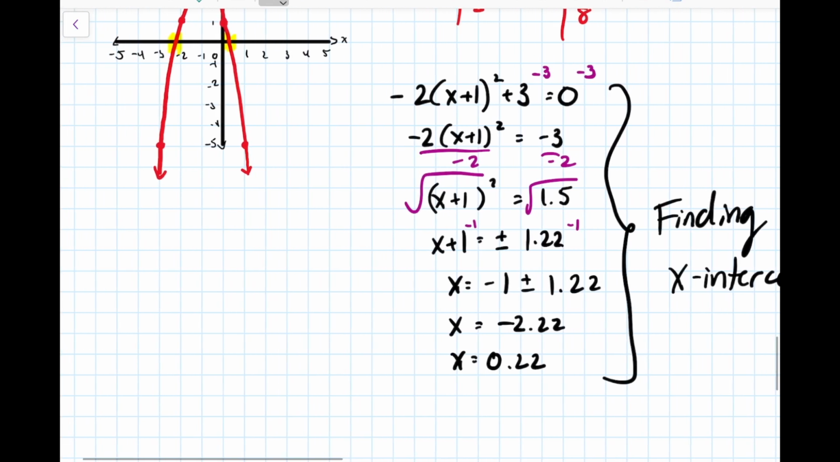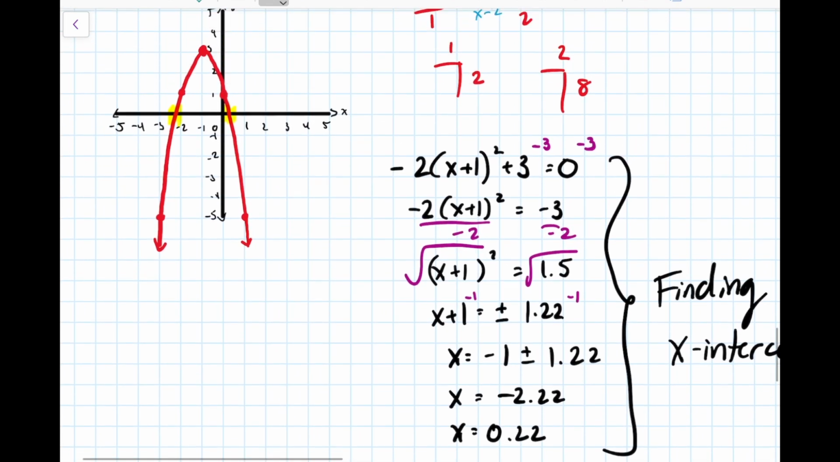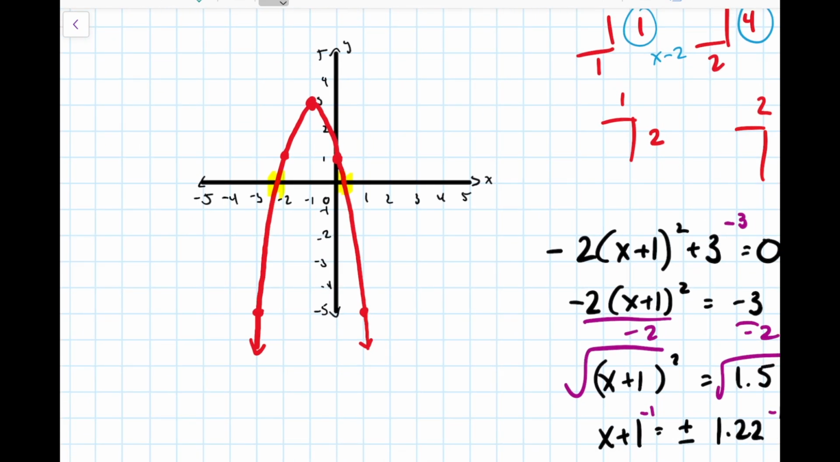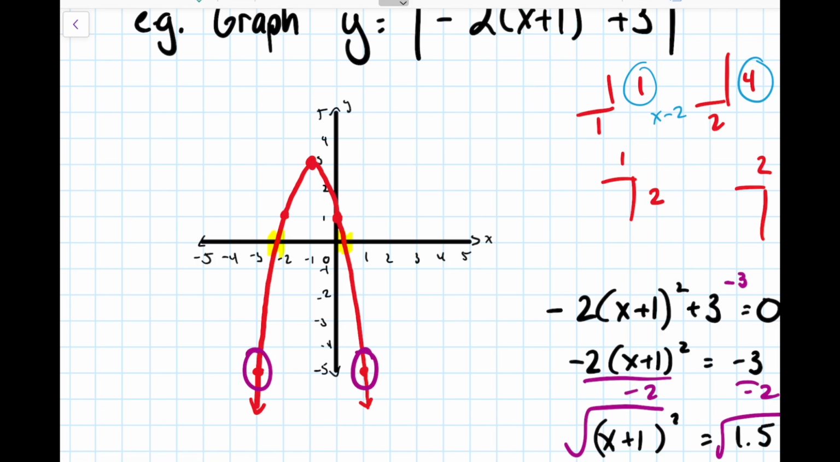All right, so we haven't even done the absolute value yet. Let's go back and look at our graph. So remember, to do absolute value, we're going to flip these negative y values to be positive y values, so that those are both going to go up to +5. And so our absolute value function, once we graph it, is going to have these three same points here. It's going to have these same x-intercepts at -2.22 and positive 0.22. And it's just going to look something like this.